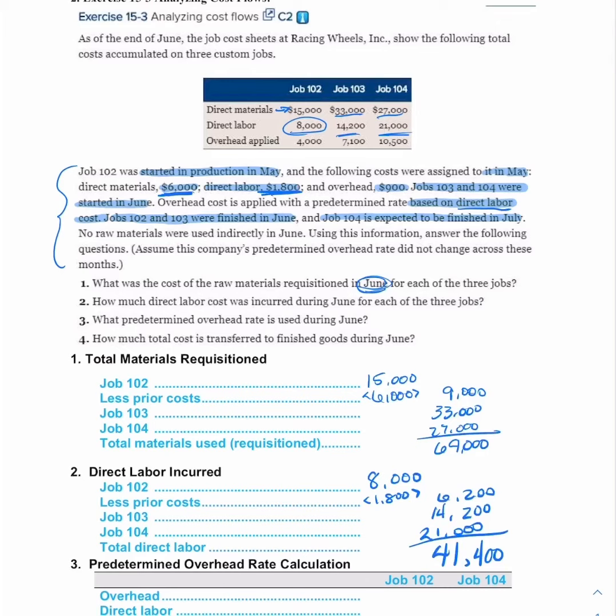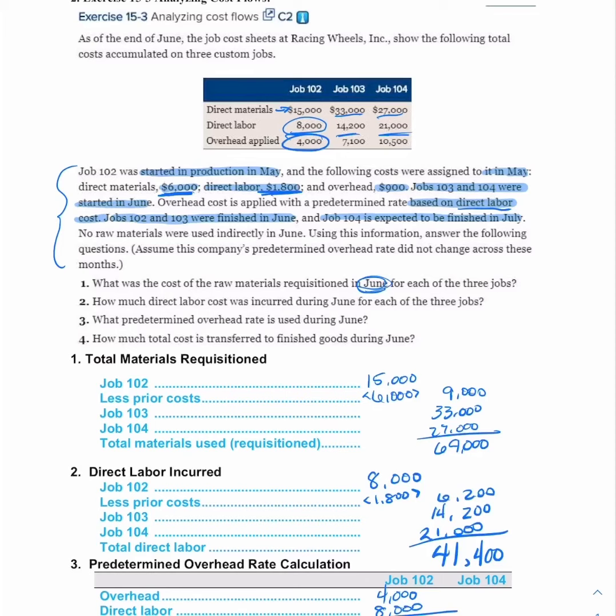So for job 102, we're told that overhead applied was $4,000. And our direct labor was $8,000. So we get a ratio then of 50%. Just to show you that this will work all the way across, we'll go ahead and do job 104. You could do the same thing with job 103, but we're not going to right here.